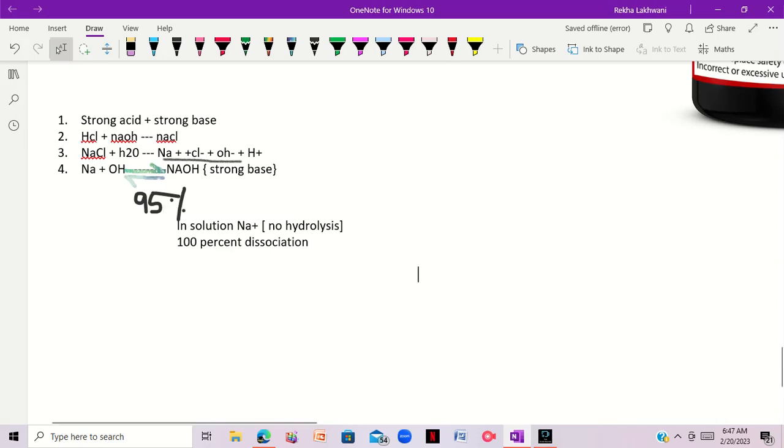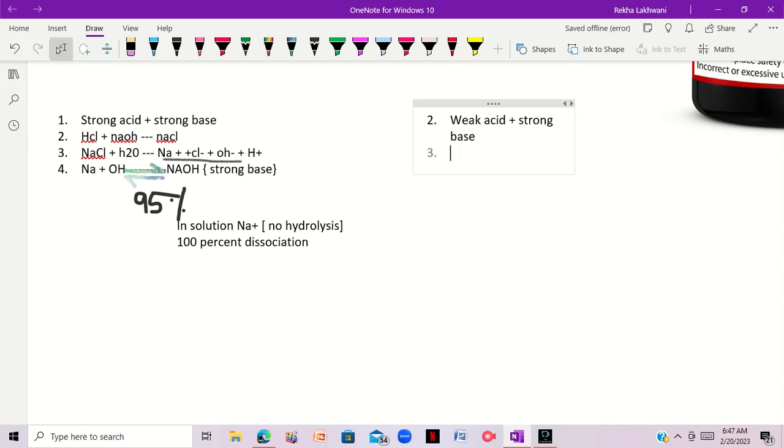Now let's dig into what if we have a strong acid and a weak base, or we can say weak acid and strong base, right? As I said, as the weak component increases, the hydrolysis also increases. So over here you can see that there's one component which is strong, the base is strong, but the acid is weak. The acidic component is weak, so it means it will show some kind of hydrolysis.